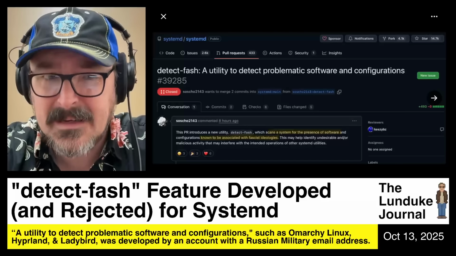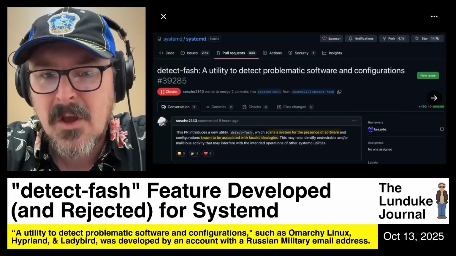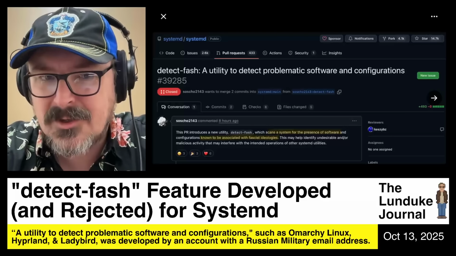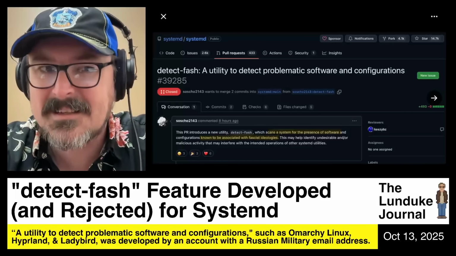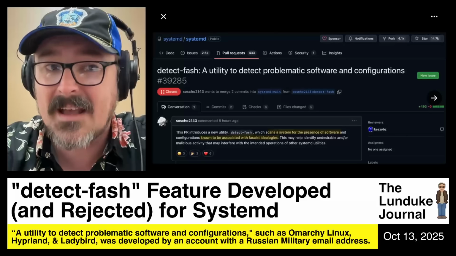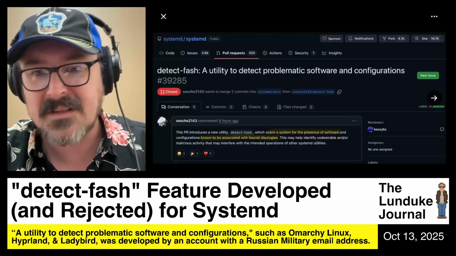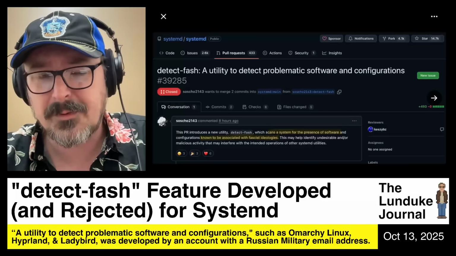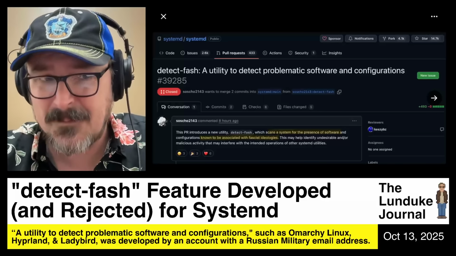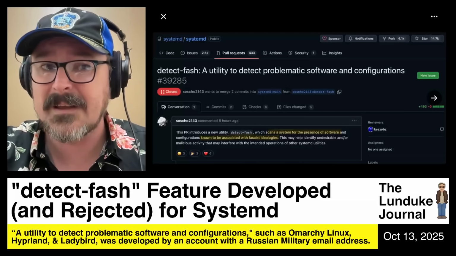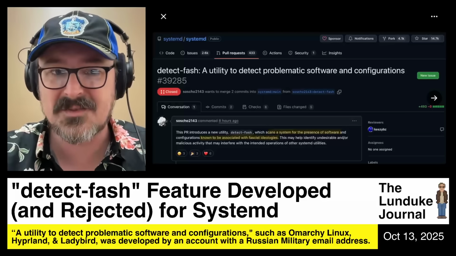detect-fash feature, meaning to detect fascism, was developed and submitted as a patch to System D. The idea being that System D would now have detect-fash as a built-in feature. And what this detect-fash feature would do is literally go through and detect if specific pieces of software, which were deemed by the extreme left to be fascist software, was on the system.